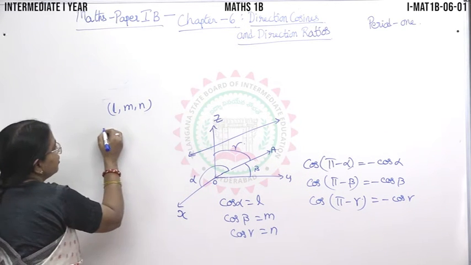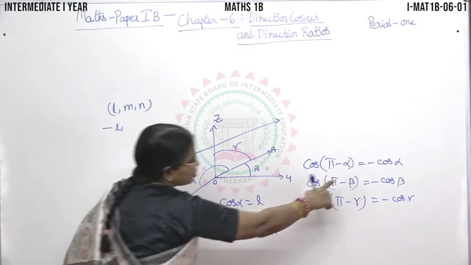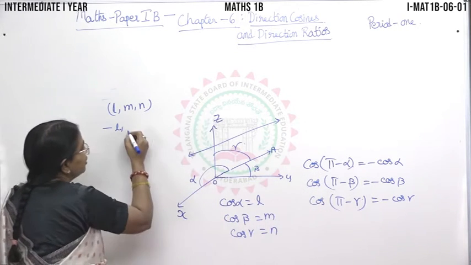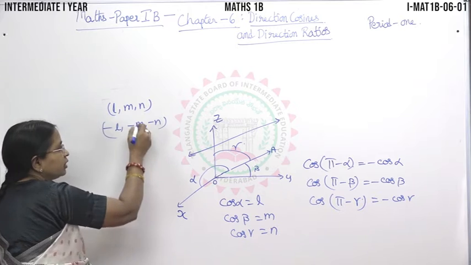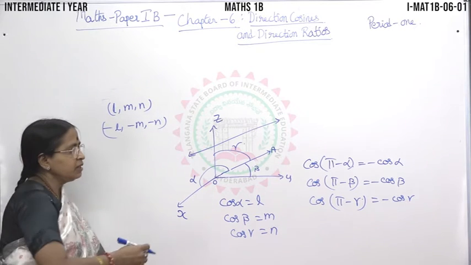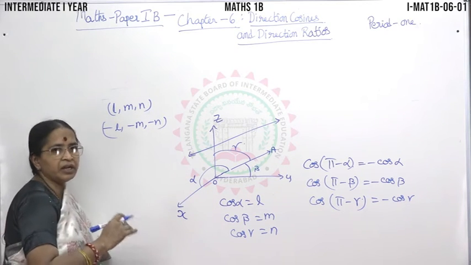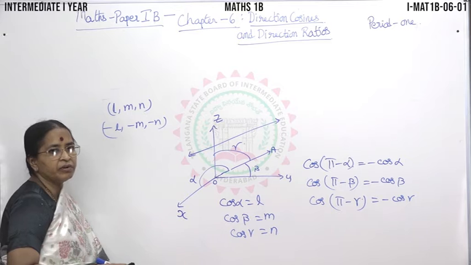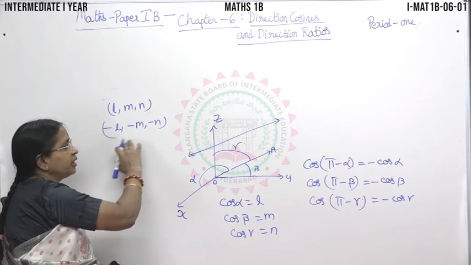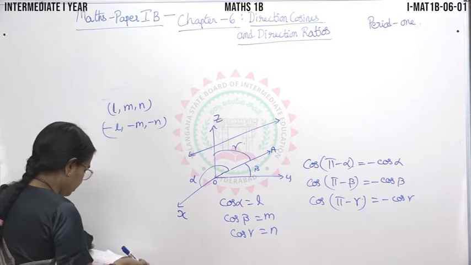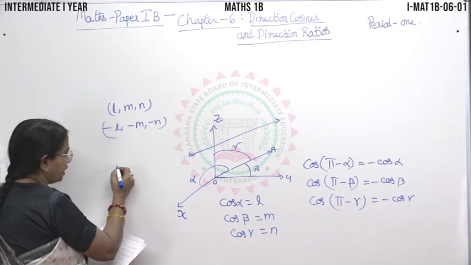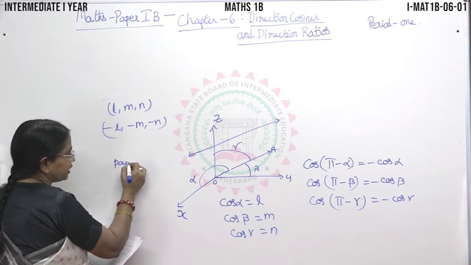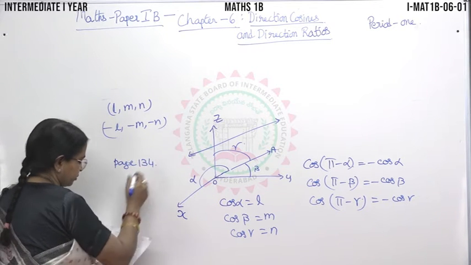So that means minus L, minus cos alpha means it is minus L. So minus L, minus M, minus N are also the direction cosines of the same line. So for a line there are two sets of direction cosines, L, M, N and minus L, minus M, minus N. So all this explanation is there on page 134 of your textbook.